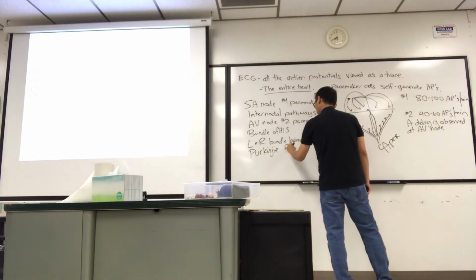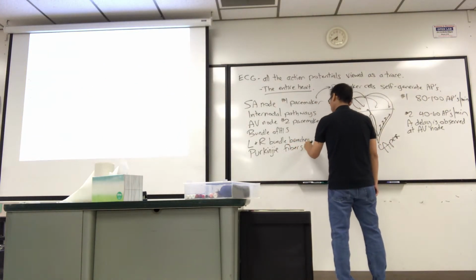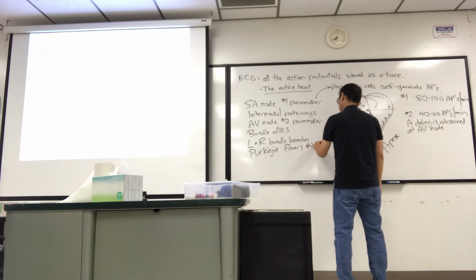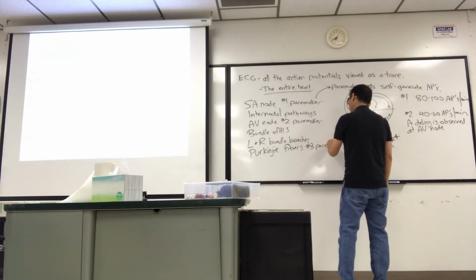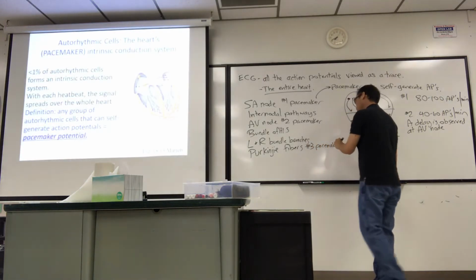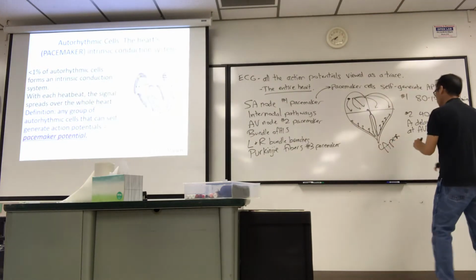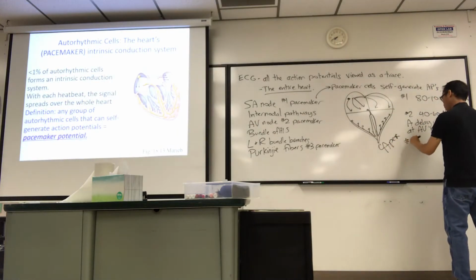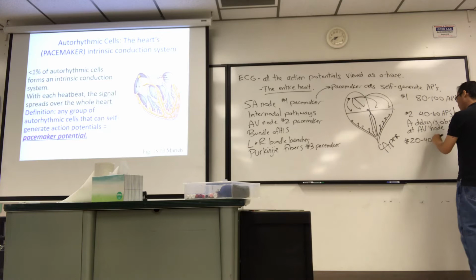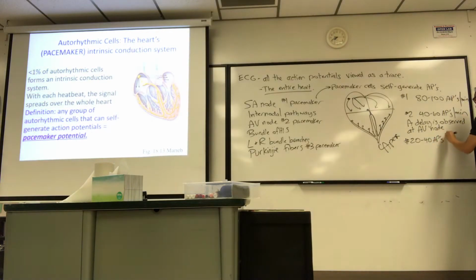Purkinje fibers. Your Purkinje fibers are considered your number 3 pacemaker. If they have to, they can self-generate action potentials at a rate of about 20 to 40 APs per minute. Now the whole AP is action potential. Think of an action potential as being one heartbeat.